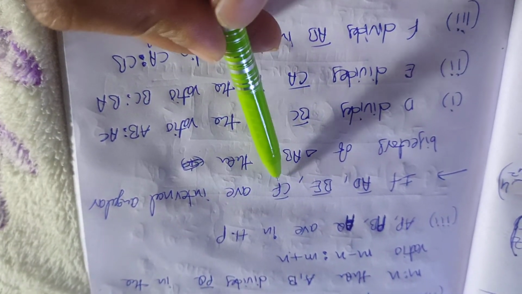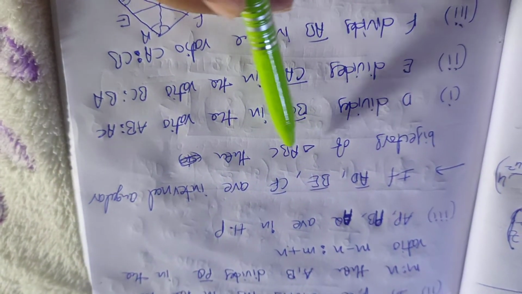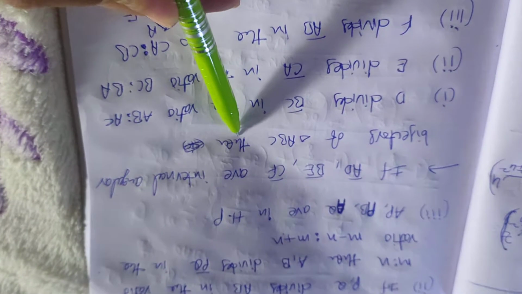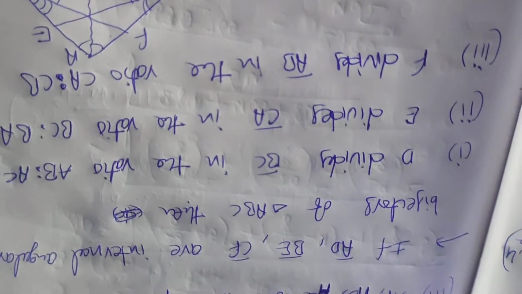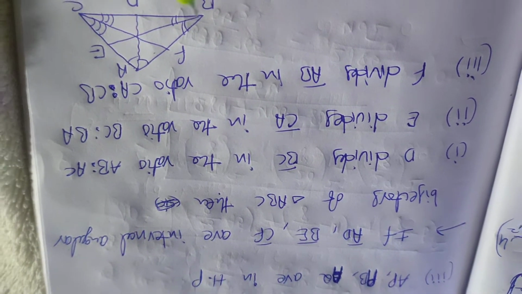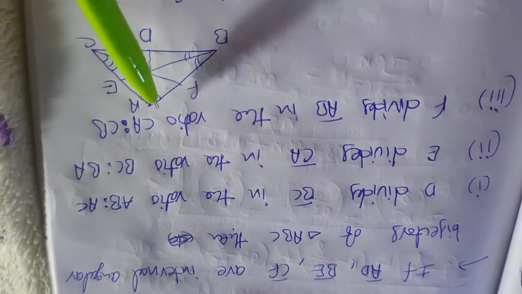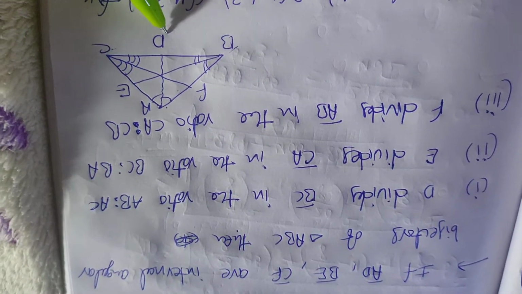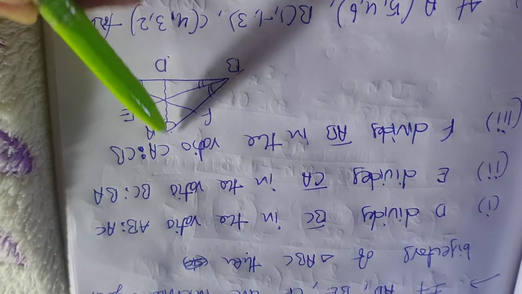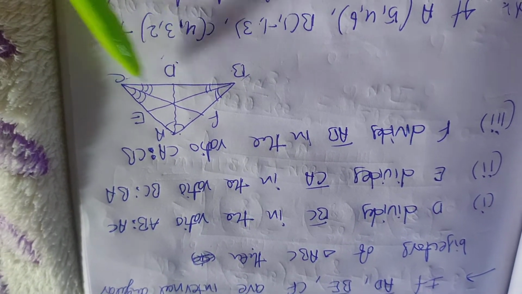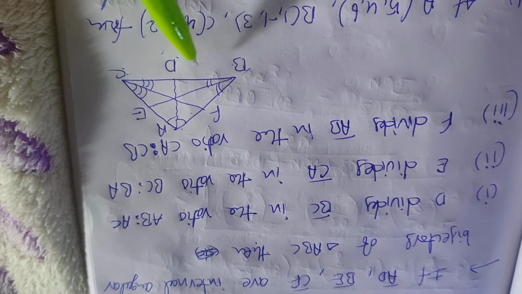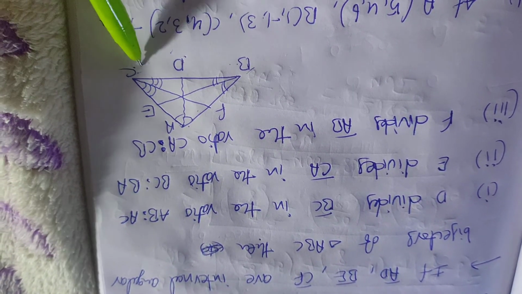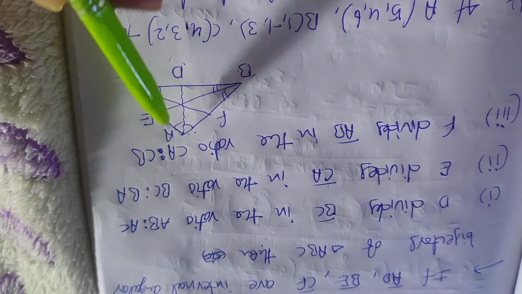Next one. AD, BE, CF are internal angular bisectors of triangle ABC. So the angular bisector theorem, we have this in 10th class. Based on that, I am giving the concept. This is triangle ABC and AD is the angular bisector. This angular bisector divides the base in the ratio of the other two sides. That means BD is to DC is equal to AB is to AC.